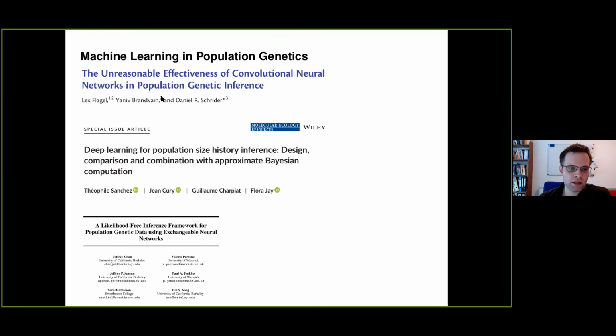Here are three, in my opinion, outstanding publications for machine learning in population genetics in the last years. This uppermost one here by Flegel has the beautiful name, The Unreasonable Effectiveness of Convolutional Neural Networks in Population Genetic Inference. And what they did is they supplied a convolutional neural network with a mutation presence-absence matrix, so basically interpreting this matrix as a picture and just giving it to a convolutional neural network.